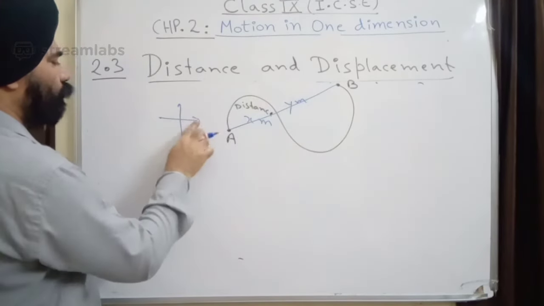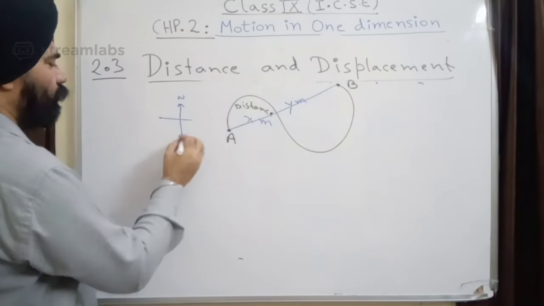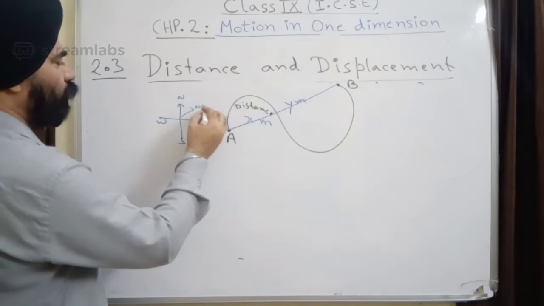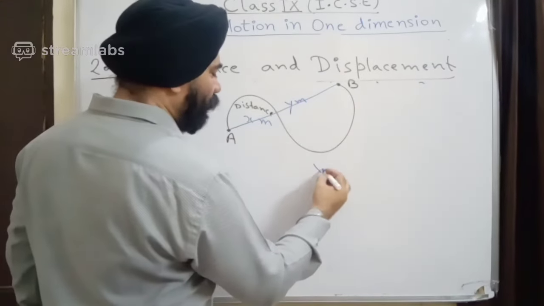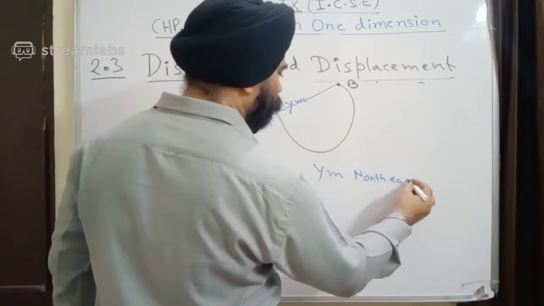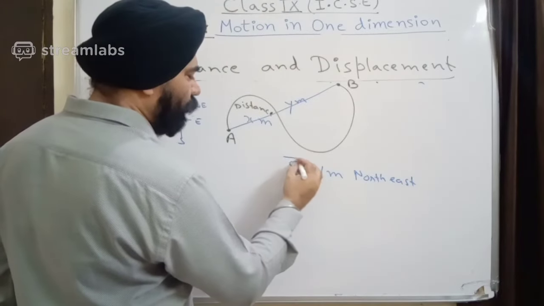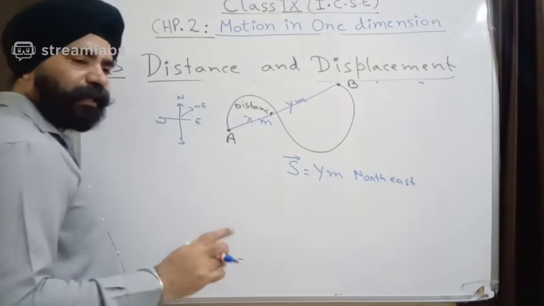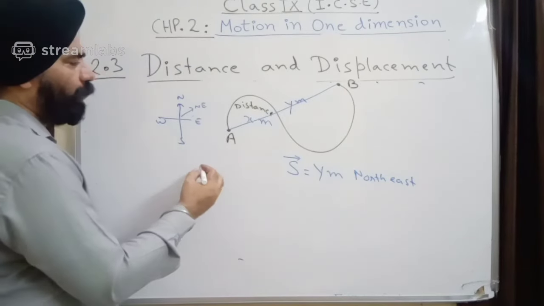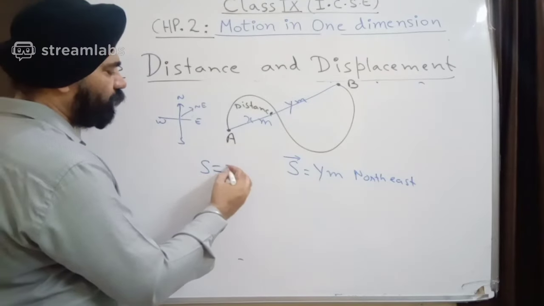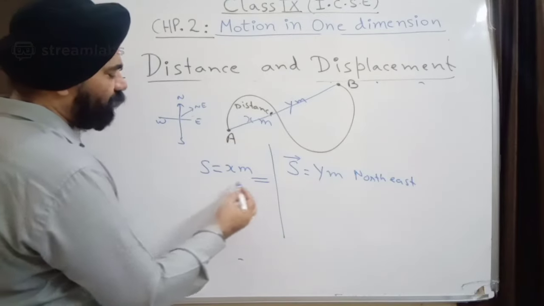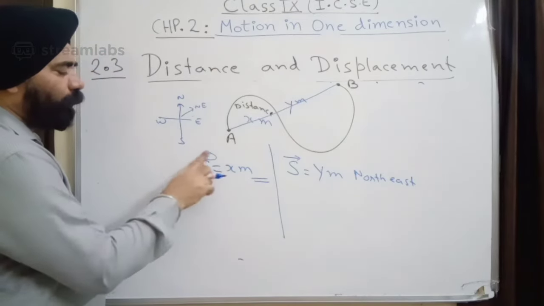Now I take the scale. This is north, this is south, this is east, this is west. So the body has gone like this, which means it has gone northeast. So my displacement is y meters northeast. I represent it by S with an arrow. A vector quantity has an arrow on its head, showing that it's a vector quantity. On the other hand, my distance S is equal to x meters. You can see the difference: here the direction is missing, here the arrow is missing.